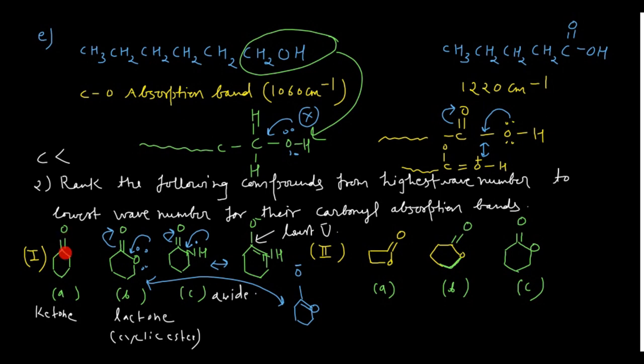Okay, so A will have the second position, so I can write here. And your ester is having the highest value of the carbon-oxygen double bond stretch. So for this lactone the wave number is highest, for this amide it is the lowest one, and for this ketone it is the intermediate one. Okay, this is how you can understand the things.